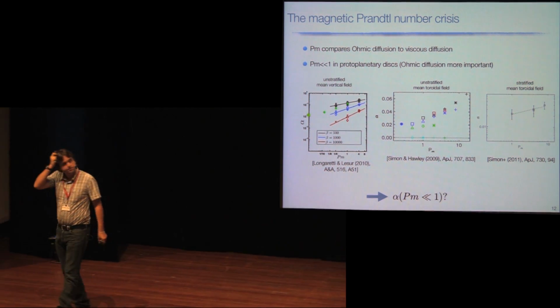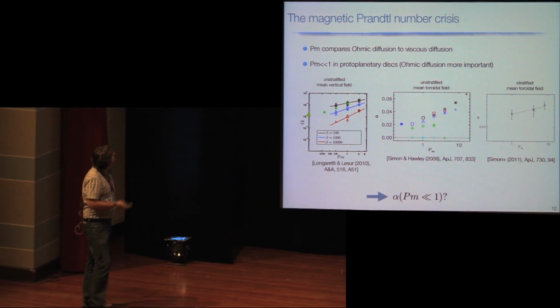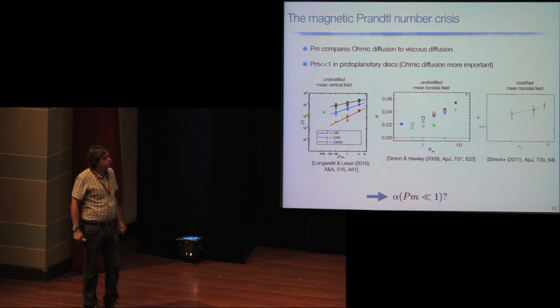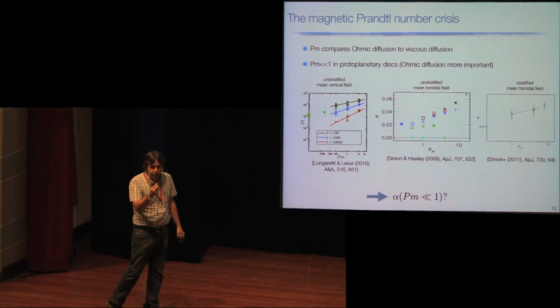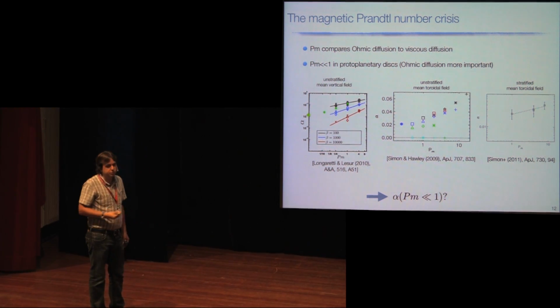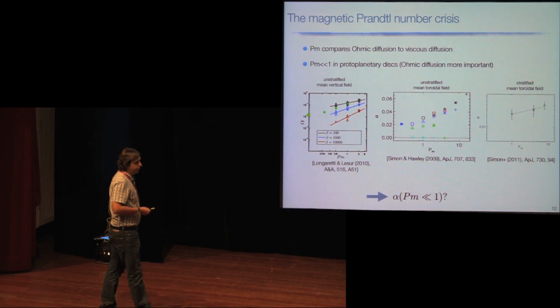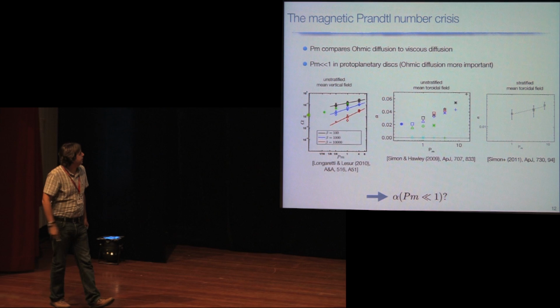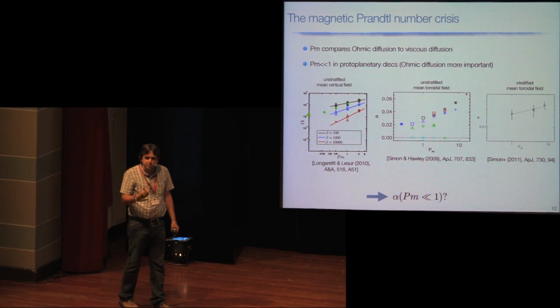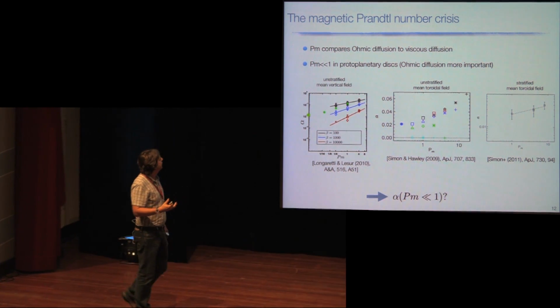So what is this? This Prandtl number compares ohmic diffusion time to viscous diffusion. Of course, this is molecular diffusion. So this viscous diffusion is very, very small. It's a tiny number. Ohmic diffusion, on the other hand, is quite large. So this Prandtl number in protoplanetary disks is typically very small. It's like 10 to minus 5, 10 to minus 6.